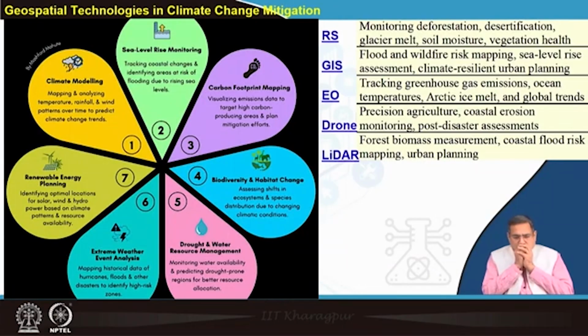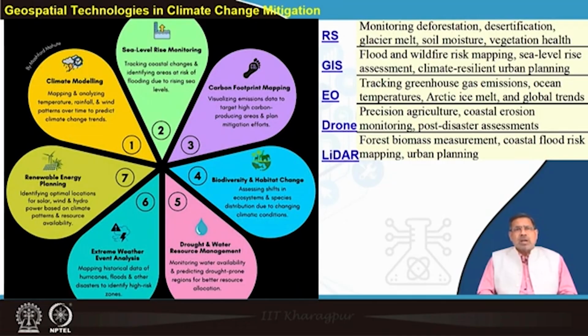Now let's move on to the geospatial technology. Friends, as all of us know, geospatial technology is an integration of many technologies. It integrates remote sensing, GIS, drones, earth observation, LiDAR, GNSS, and also IoT devices. Thereby it helps in addressing various climate change adaptation and mitigation issues.